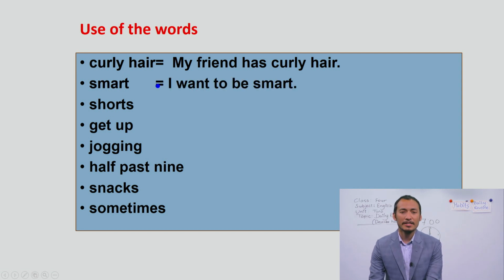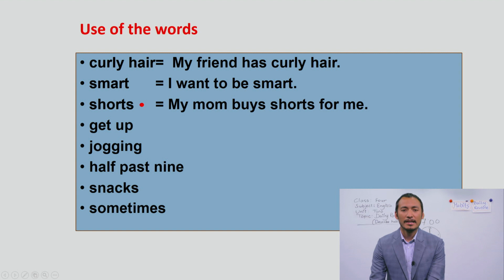You can make other sentences in your own words. Smart. Let's use this word. I want to be smart. Okay, don't you? Yes, everybody wants to be smart, right? Yes. Let's see another sentence. My mom buys shirts for me. Okay, yes. Moms buy you many clothes and shirts as well. This is how you use it in a sentence.